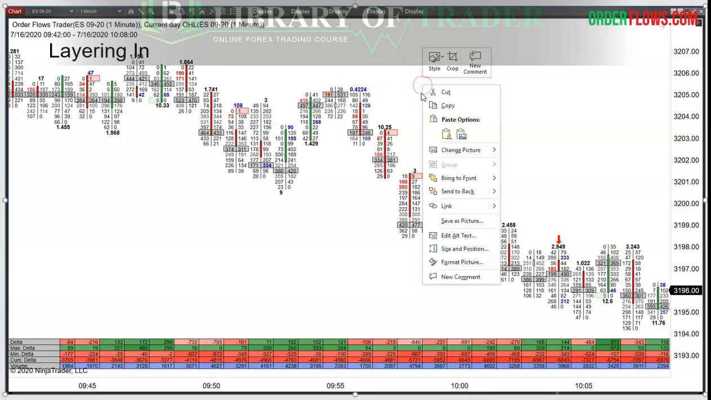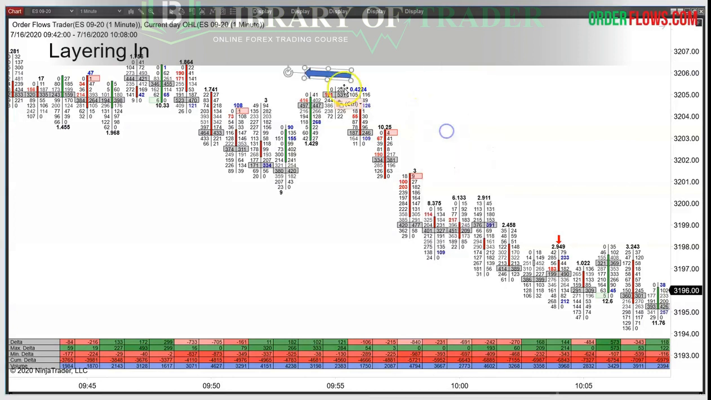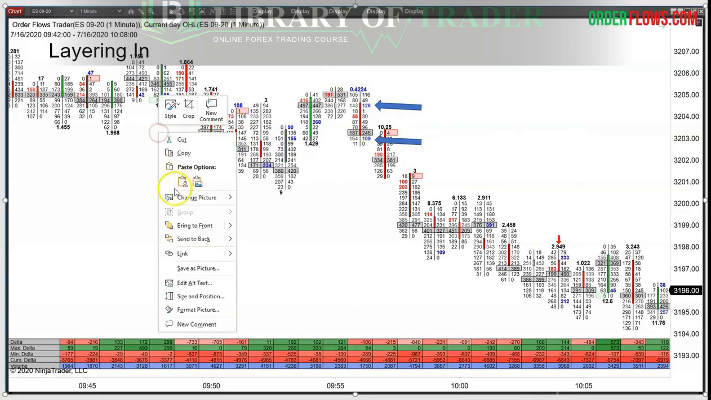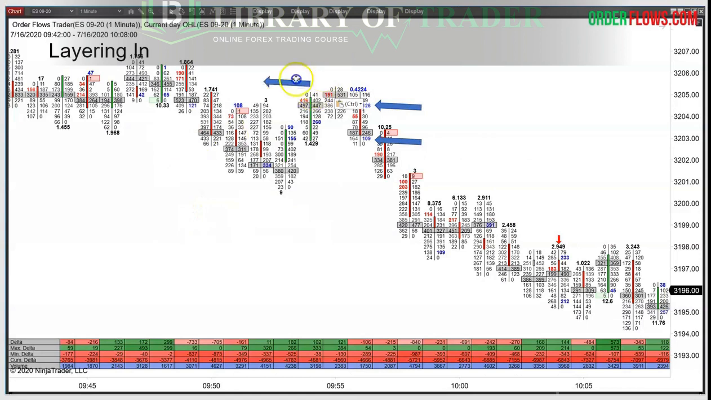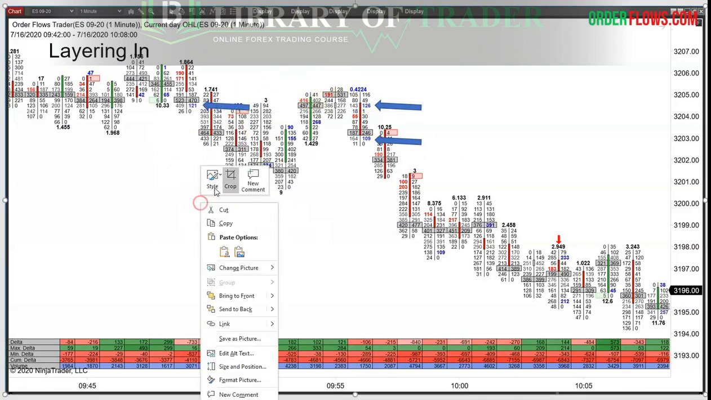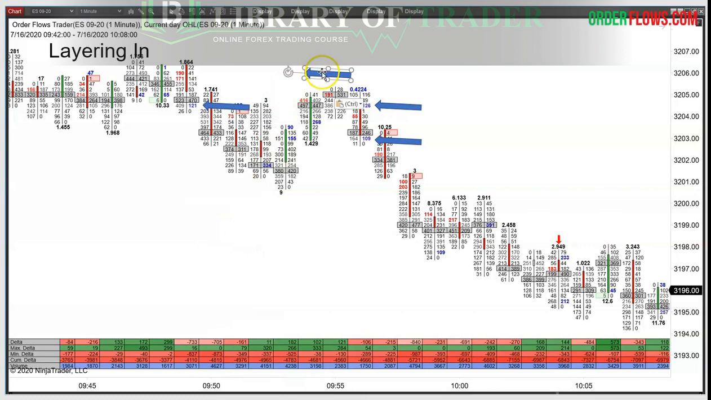Okay, but here's some more examples of layering in. When I see more than 2 examples in a bar, I get really excited. Here, there was one here, and then another one here. These are shorts. There was a long here. I just don't want to highlight it because it's getting too many arrows on there. But when I see 2 in a bar, that really gets me going.